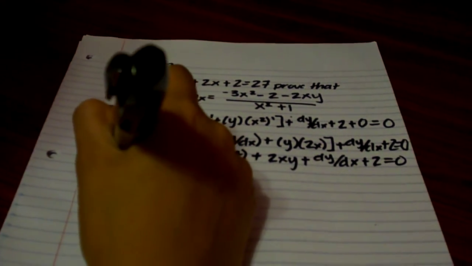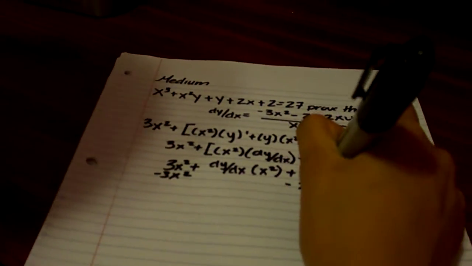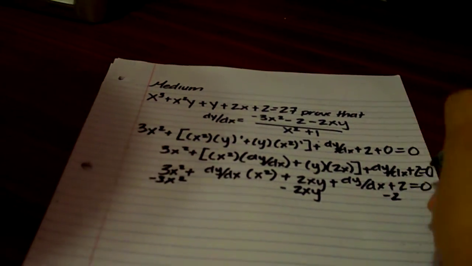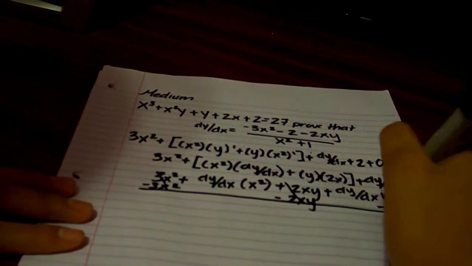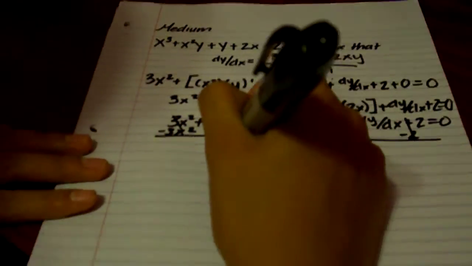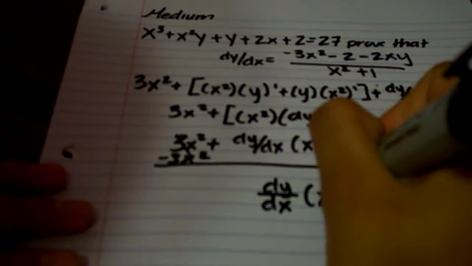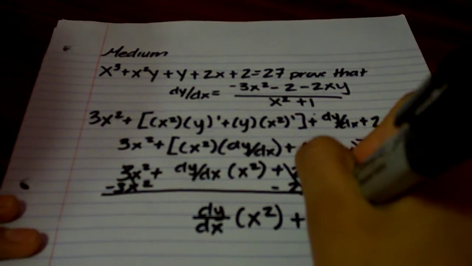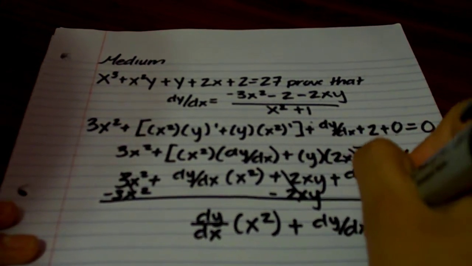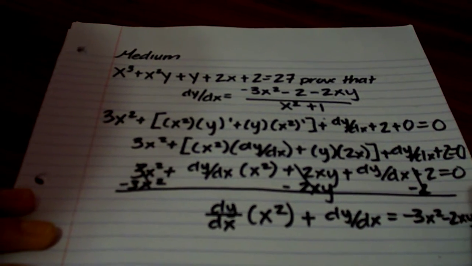You can get rid of the 3x squared, you can get rid of the 2xy, and you can get rid of the 2. So whatever you do to one side, you do to the other. So it would be dy over dx times x squared plus dy over dx equals negative 3x squared minus 2xy minus 2.